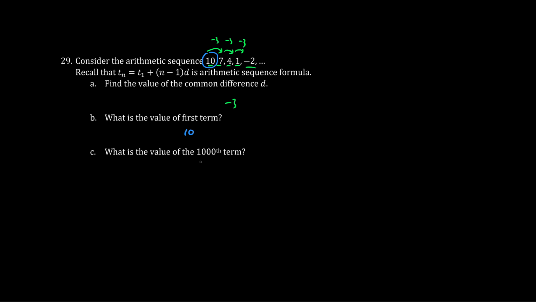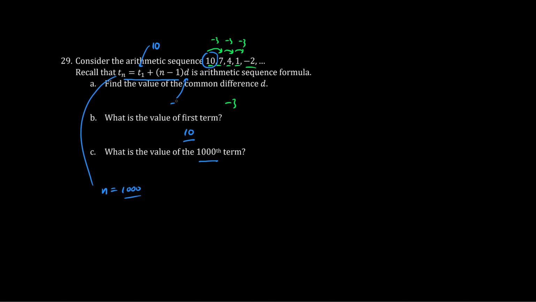What is the value of the thousandth term? Now this is where we have a choice. We can either use the regular arithmetic sequence formula here, or we can simply use a line equation. Let's begin with this formula. We're trying to find n equals 1000. And we know what t1 is. t1 is given as the first term, 10. And so we know what d is as well.